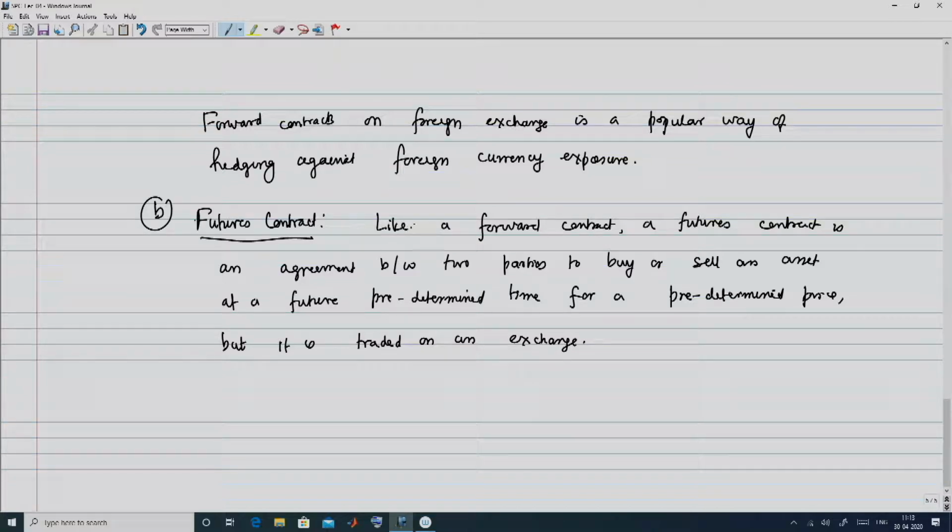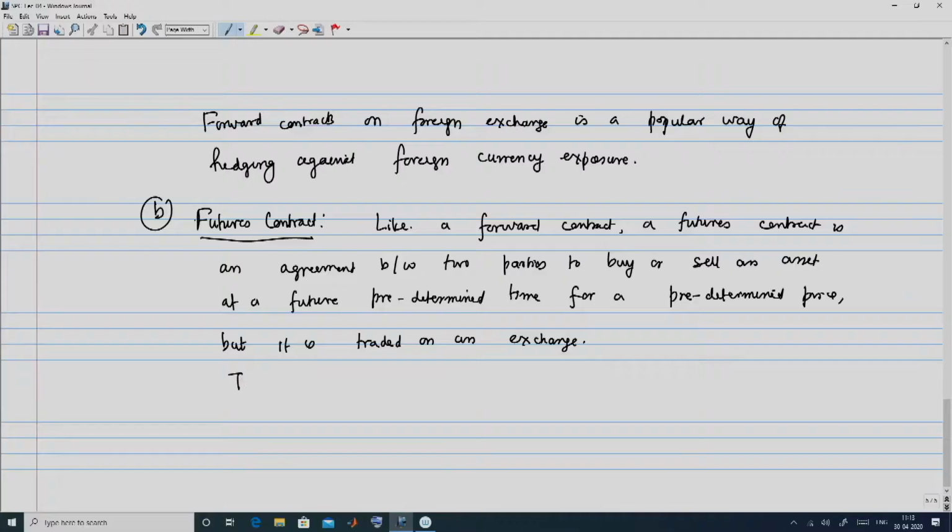So, just to wind it up, basically like a forward contract, a futures contract is an agreement to buy or sell the underlying asset at a future predetermined time for a future predetermined price, but it is traded on an exchange. So, in principle it is the same as the forward contract, with the only distinction being that the forward contract is over the counter, while this is an exchange traded derivative. Now, since there is an exchange involved, obviously, as I said, there is a mechanism to ensure that neither of the parties defaults and both the parties are protected.